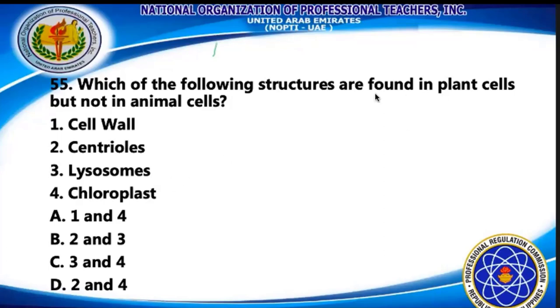So, pag plant cell kasi, chloroplast, chlorophyll, meron siya. Okay? Pero sa animals, wala silang chlorophyll kasi hindi naman sila nagpo-produce ng food. Plants lang ang nagpo-produce ng food. Okay? So, the correct answer is 1 and 4. Okay?